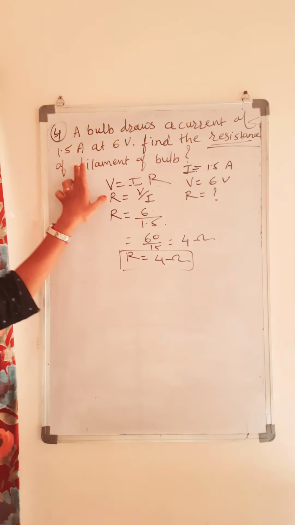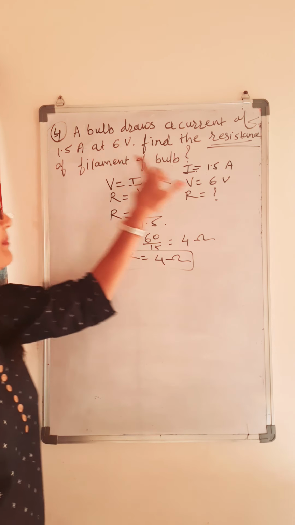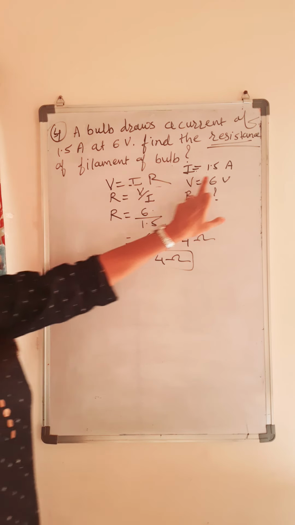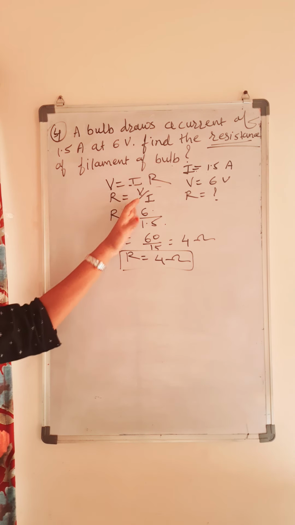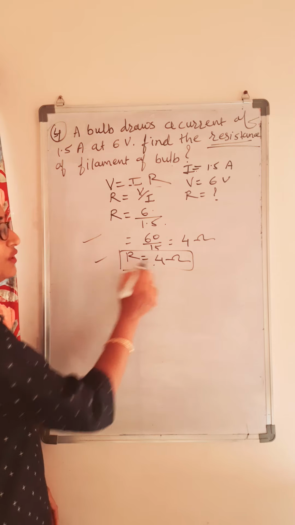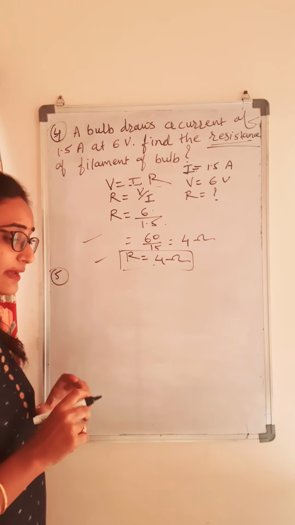Do you understand what we did? The current is given, 1.5 ampere. Voltage is given, 6 volt. We have to calculate R. We put the values in this formula and we calculated this. We got 4 ohm. Okay. Next example we will see.